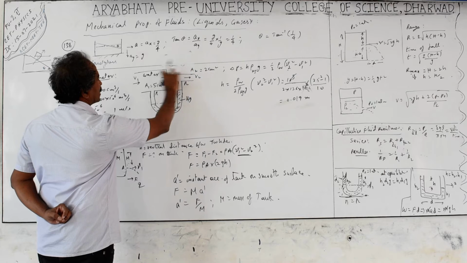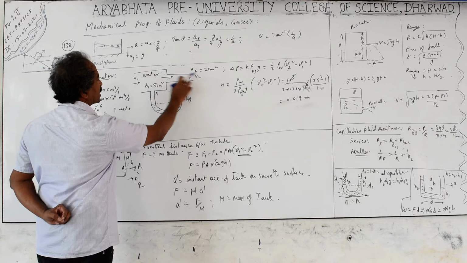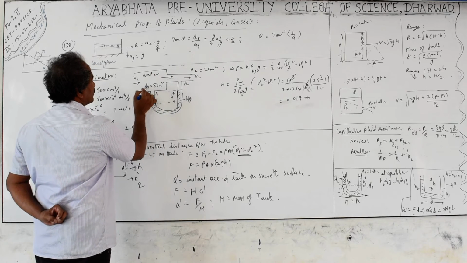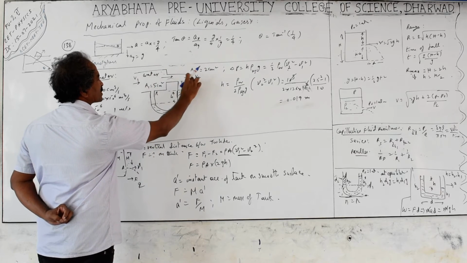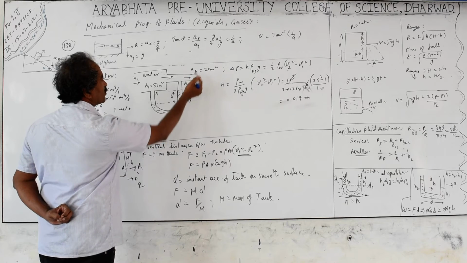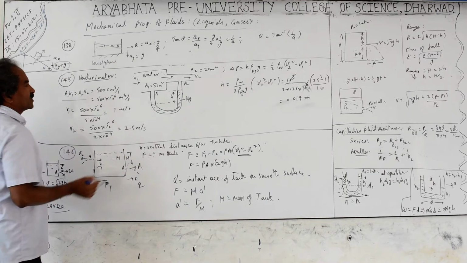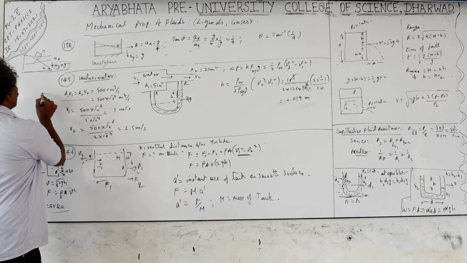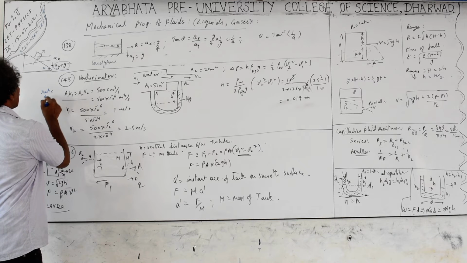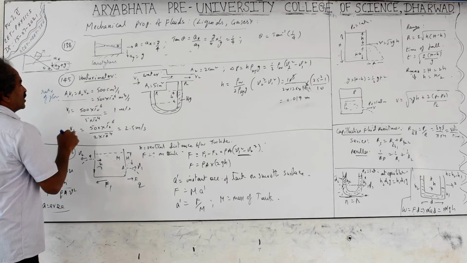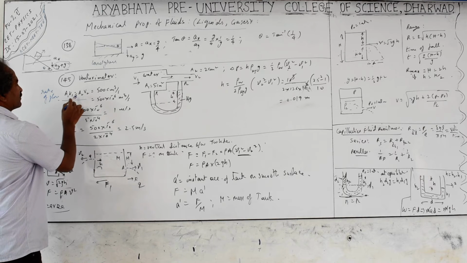This contains pipes of unequal cross-sectional area, A1 and A2. The velocity in A1 is V1 and the narrow pipe has a velocity V2, because less area means more velocity according to the equation of continuity. A1 V1 is equal to A2 V2, but it is given that the rate of flow, volume by time, is equal to A1 V1 equal to A2 V2.